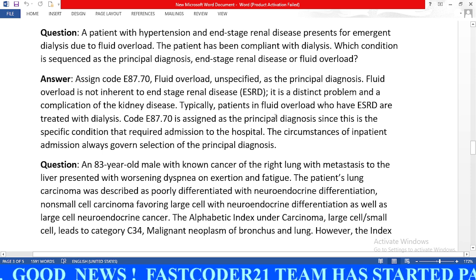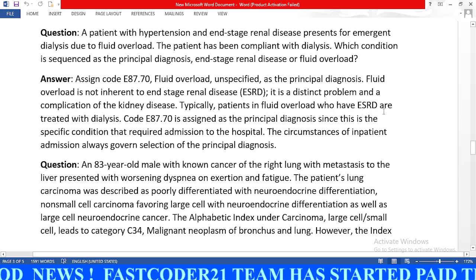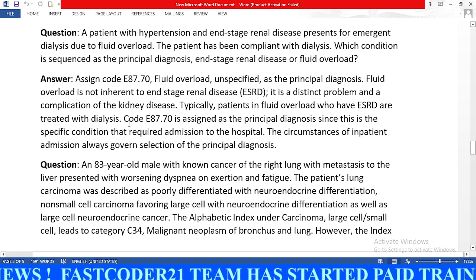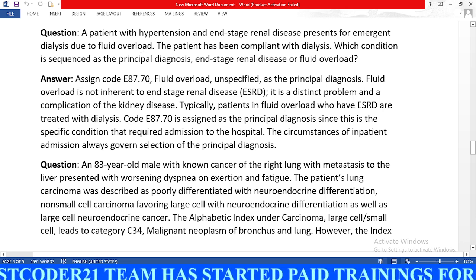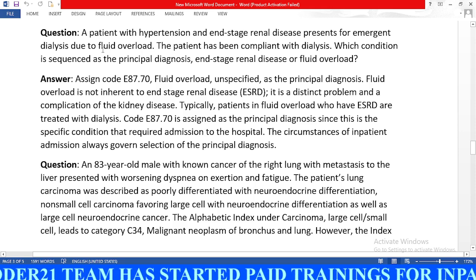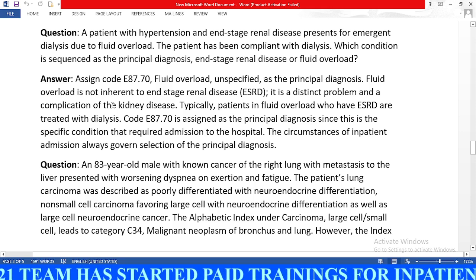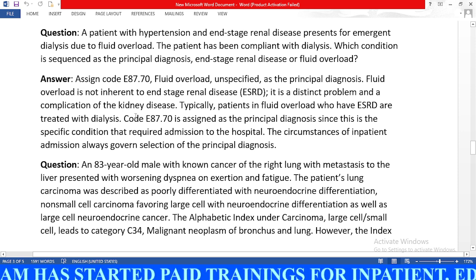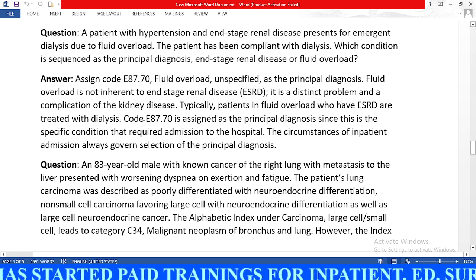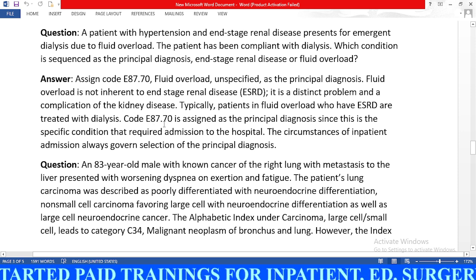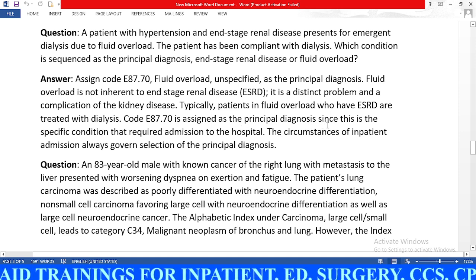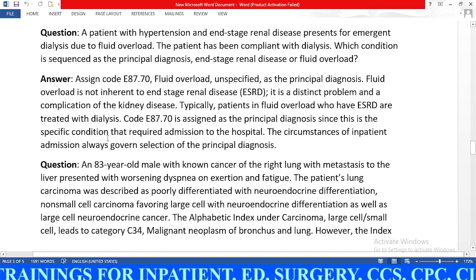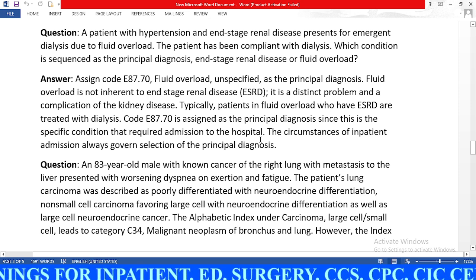Typically, patients in fluid overload who have ESRD are treated with dialysis. Even here, dialysis was performed due to fluid overload. So we can code fluid overload as the PDX using the medical necessity criteria. So here, code E87.70 is assigned as the principal diagnosis since this is the specific condition that required admission to the hospital.